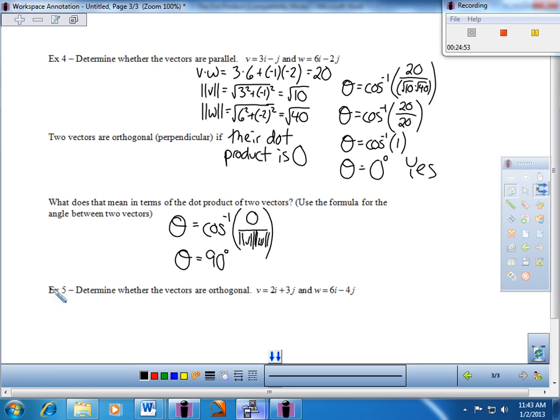So last one here, example 5. Determine whether the vectors are orthogonal, meaning is the angle between them 90 degrees? Well, very simply, all I have to do is the dot product. So let's see what V times W is. I don't have to worry about magnitudes. I don't have to worry about inverse cosine on that because of the way I described it up above. So here we go. 2 times 6 plus 3 times negative 4. And it looks like 12 plus negative 12, and that is definitely 0. And so the answer is yes. If you were to use that formula for the angle between two vectors, of course, you're going to get 90 degrees.